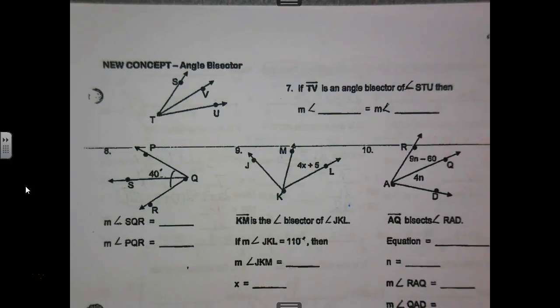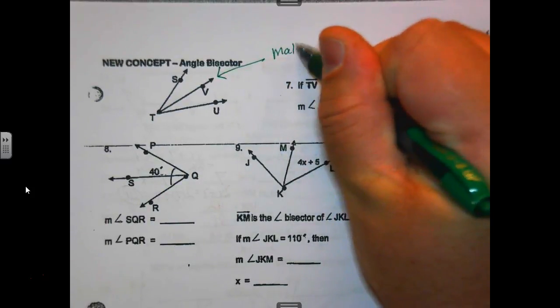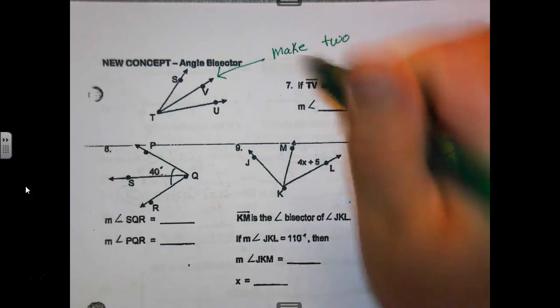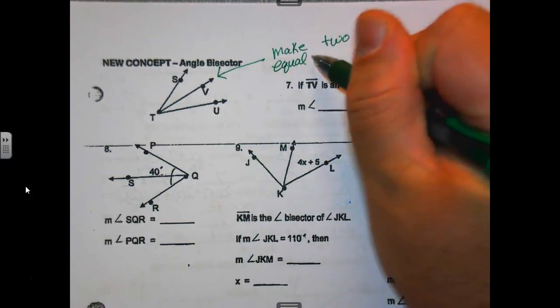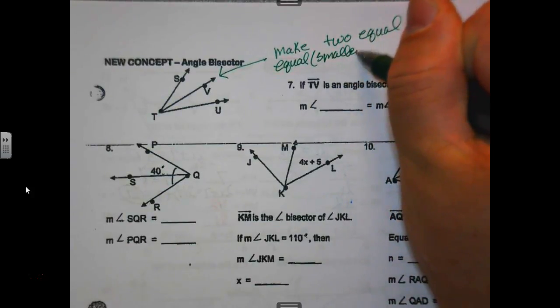Okay, this is not a 90-degree angle, correct. But what does an angle bisector do? What does the word bisect mean to you? Bisector cuts it in half, right? So when I have an angle bisector, it's going to divide one big angle into two equal, smaller angles.